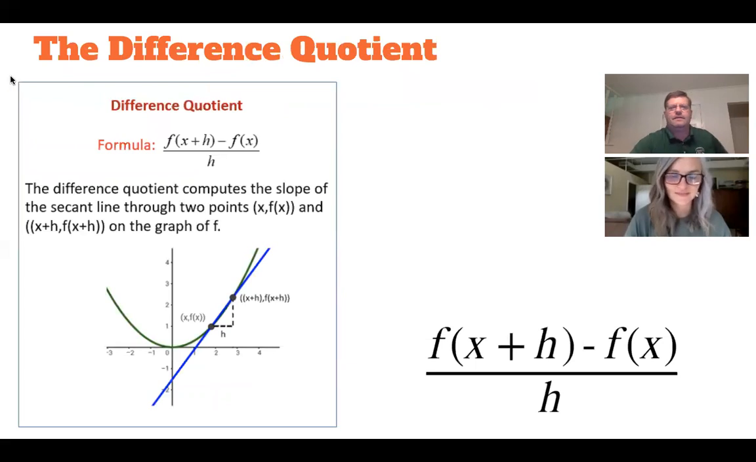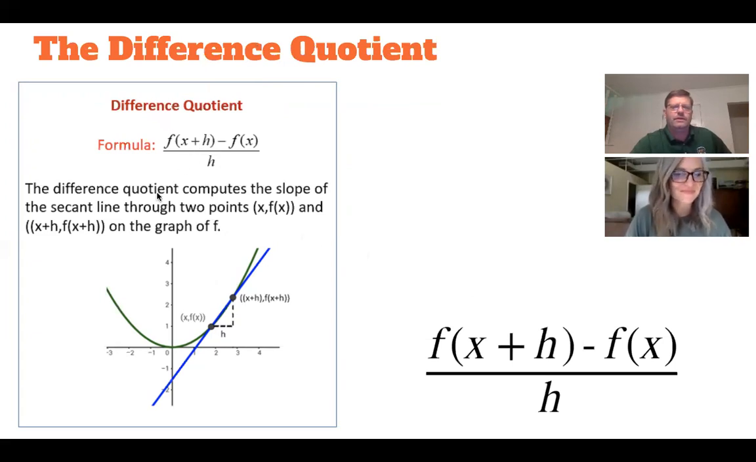The last thing that's a little bit out of left field, but it's a precursor if you are possibly taking calculus, is something called the difference quotient. I used to be a calculus teacher in a former life, and so was Miss Young at one point.